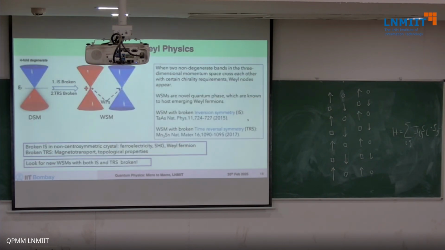There has been a plethora of different materials that people have come up with to show these properties. For example, tantalum arsenide, which shows a Weyl semi-metal phase, which means going from a four-fold degenerate Dirac semi-metal to a Weyl semi-metal, where the inversion symmetry is broken. There are also cases where people show that if I break time reversal symmetry, such as in Mn3Sn, you can arrive at a Weyl semi-metal phase. The question is, there are cases where both of these symmetries are broken, and then what kind of physics do you get out of it.